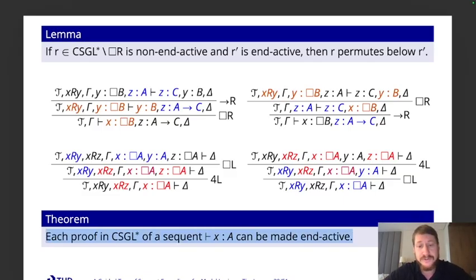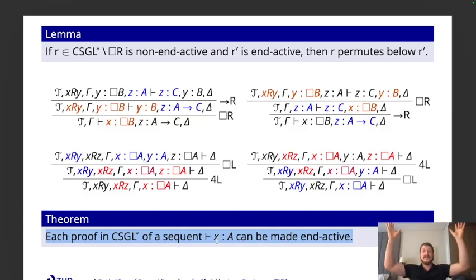We can show that each tree sequent proof of a theorem, so sequent arrow XA, can be made end-active. Since the proof ends with a sequent of this form, the last inference has to be an end-active inference. Okay? There's no other way to derive such a sequent. You have to have an end-active inference. What that means is that the proof of sequent arrow XA has a bottom end-active fragment. What you do is you look at the bottommost non-end-active rule application and you permute it downwards into the end-active fragment using this lemma until it becomes end-active.